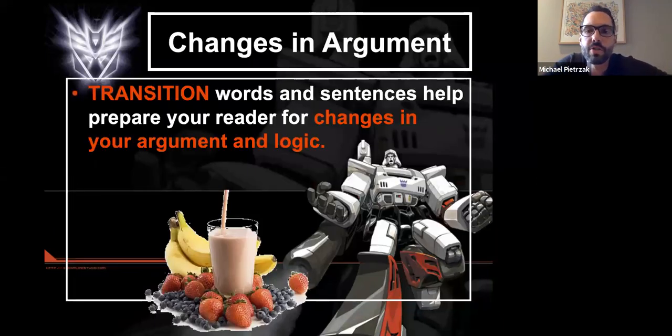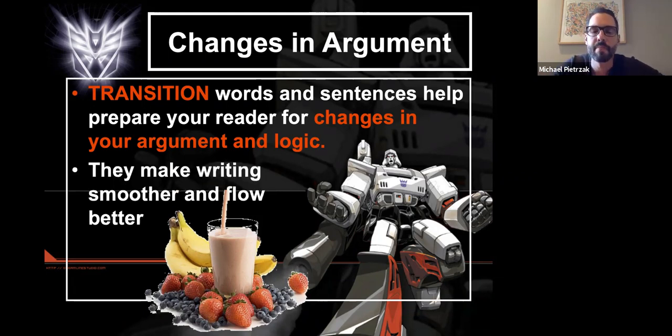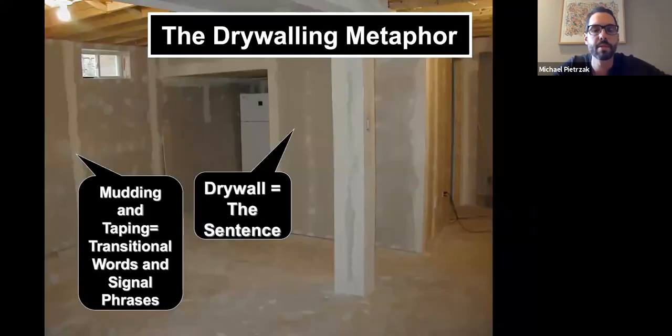You also use transitions when you're changing sections. You're changing up your argument or your logic. You're moving to something new. We're going to get into examples in a second. But basically, you do this because, again, it's a bridge. You make your writing flow more smoothly. Not smoothie, smoother.